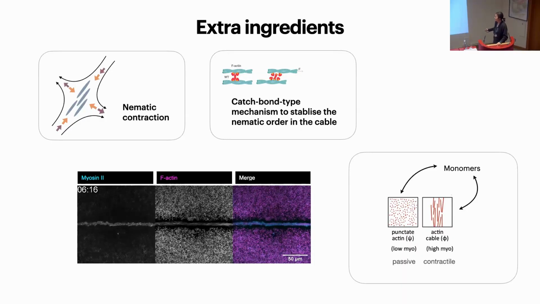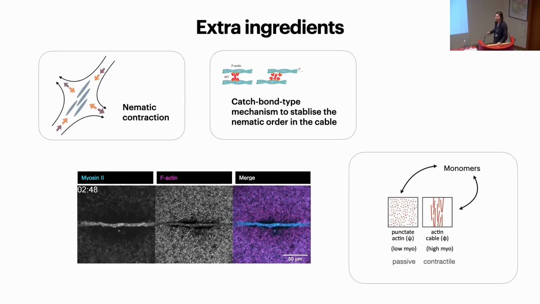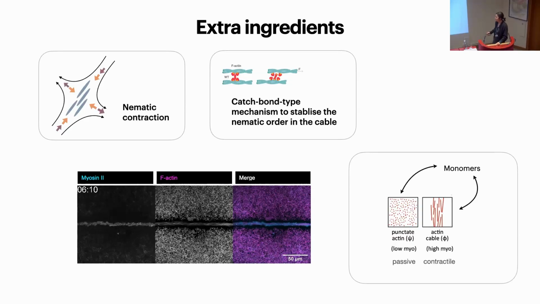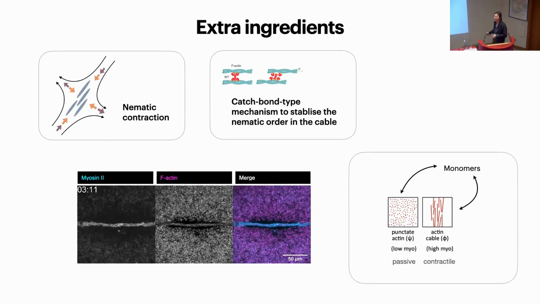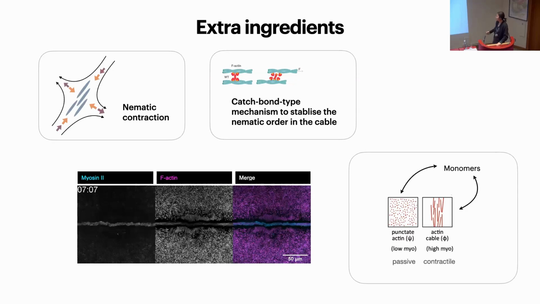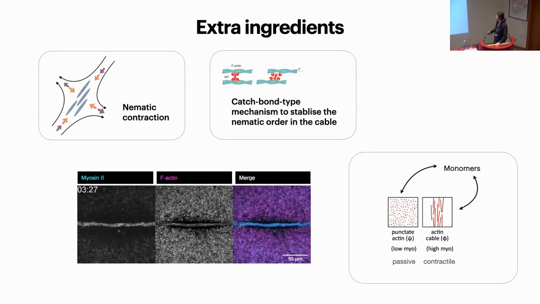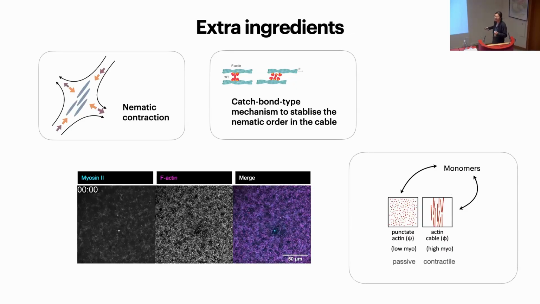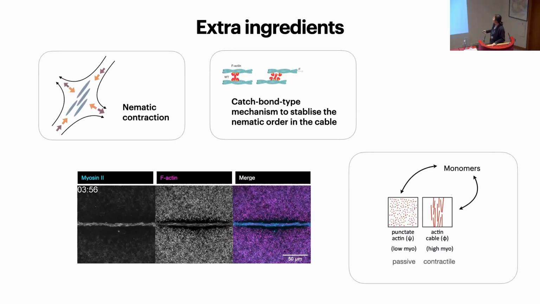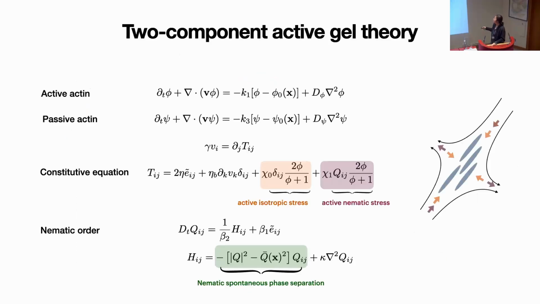And then this inspired us to think, okay, maybe there is some difference in material properties of the actin that's in the cable and the actin that is in the cortex. So what we should be doing is to model them as two different types of actin. We'll model the actin in the cortex as passive actin that doesn't exert contraction, and the actin in the cable as contractile actin that's able to exert contraction. And then we say that they're both connected to a big bath of monomers, so they can exchange densities between each other. So this is what I call the two-component active gel theory.